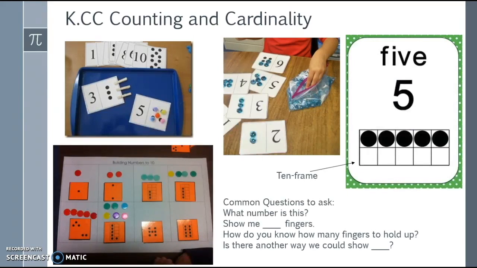Some great activities to bring everything together. Some great manipulatives for counting. On the top left corner, you see we have number dots with numeral cards. You can use clothespins to represent 3. So they see the numeral 3, they see the dot representation, and then they're building 3 themselves.